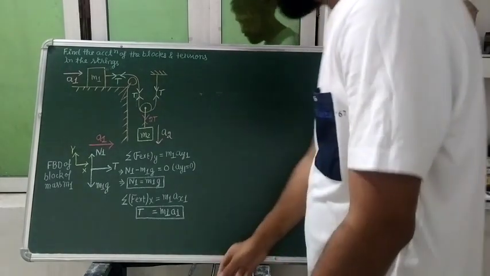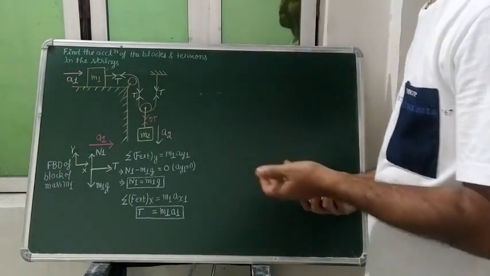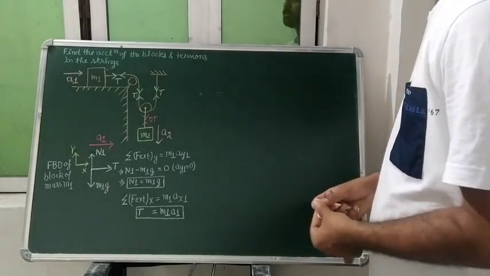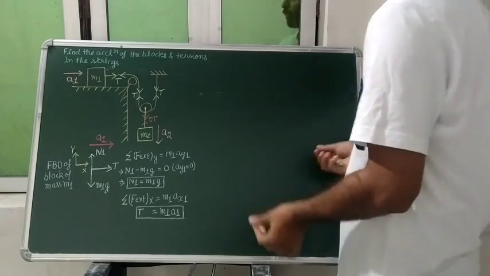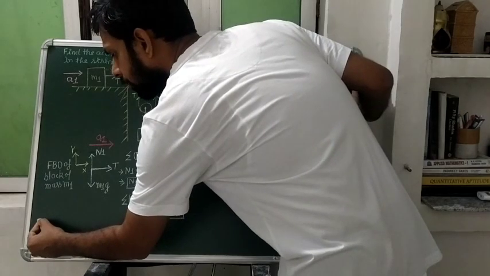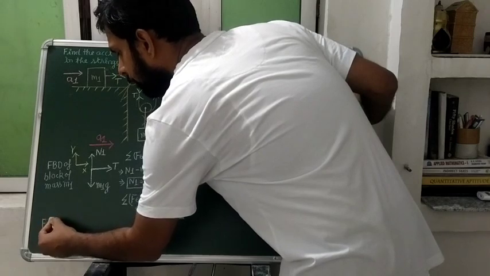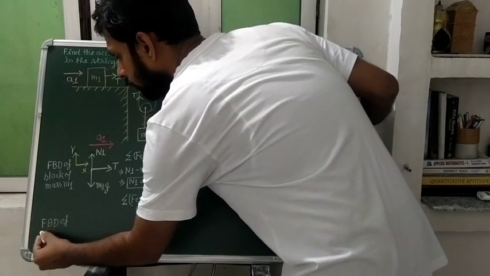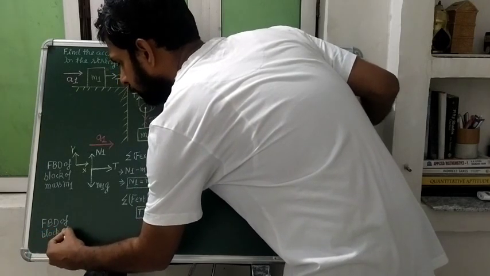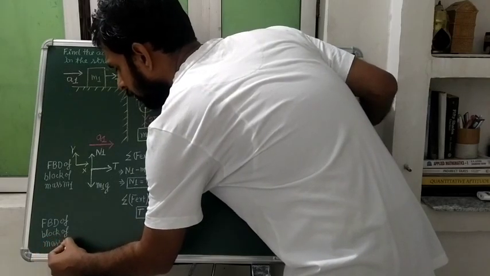So we have drawn the FBD of block 1, or block of mass m1, and written the equations by applying Newton's second law. Next, what shall we do, students? We will draw the free body diagram, FBD, of block of mass m2.